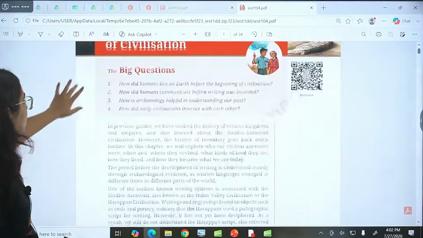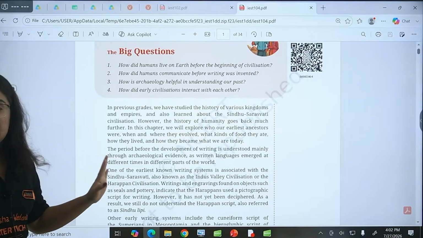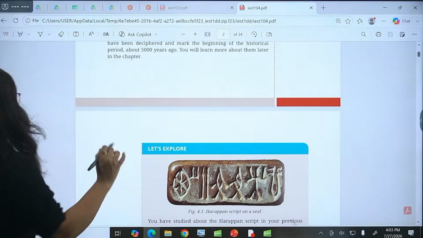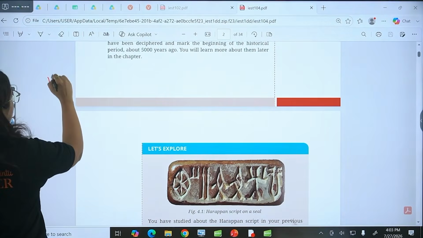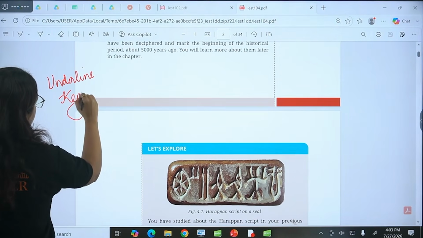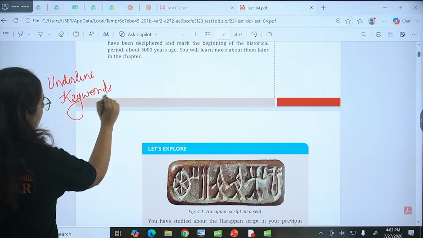So don't feel that only these 4 questions I'll do and just done and dusted. No, beta. You have to understand everything. While you are reading the NCERT, please underline the keywords. Underline the keywords. This is a very, very important thing that you have to do.